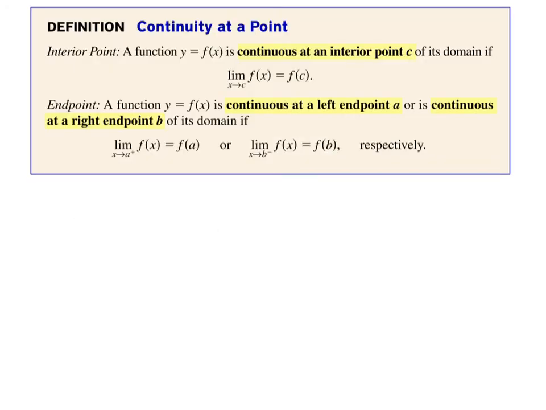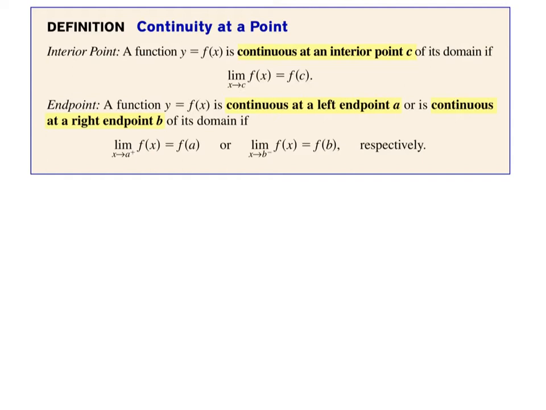Here's the definition. Continuity at a point. Interior points, the limit of f of x as x goes to whatever that point is, they call it c, is equal to the value of f of c. So remember to have the limit from the left equals limit from the right equals that specific value at c, is kind of what that top one says.